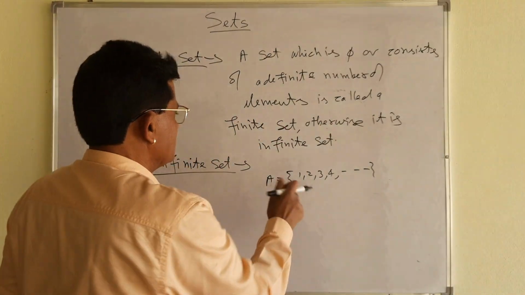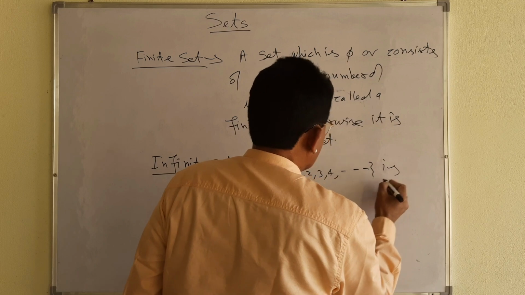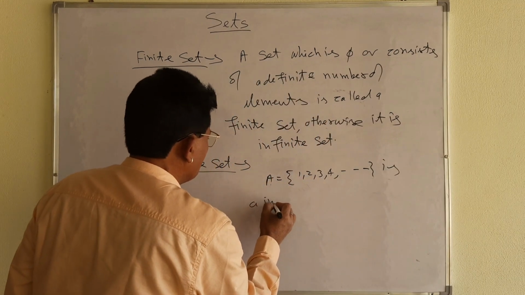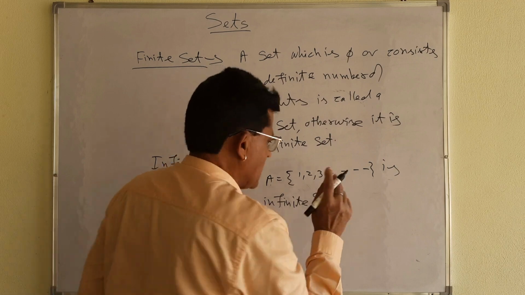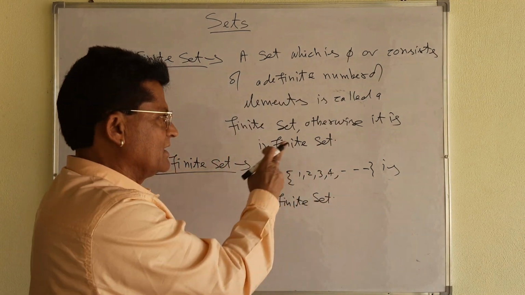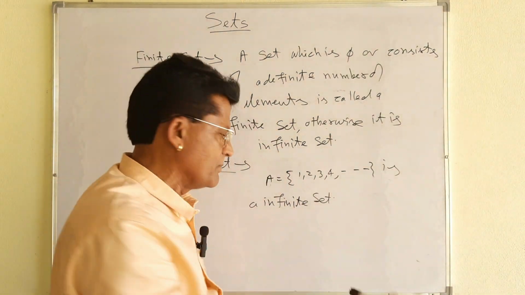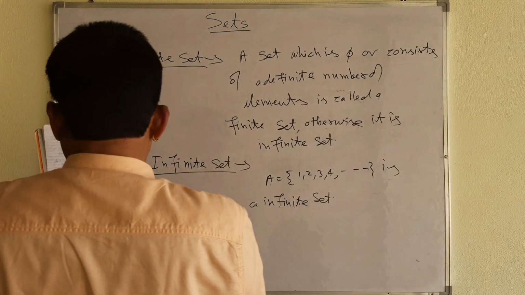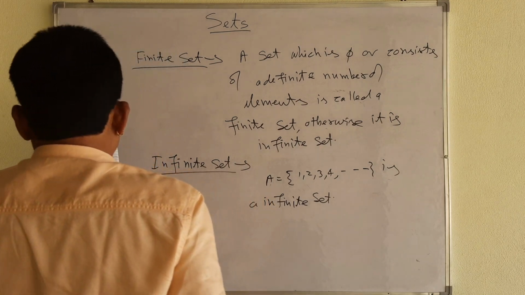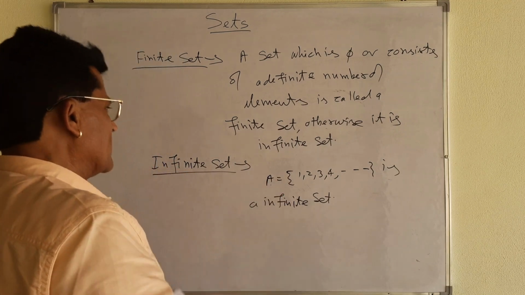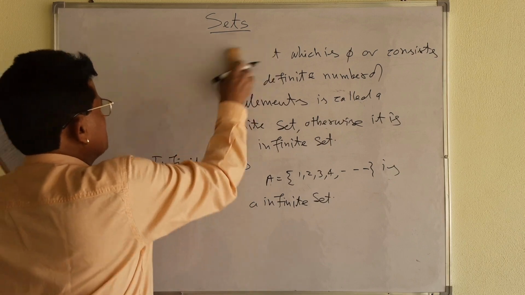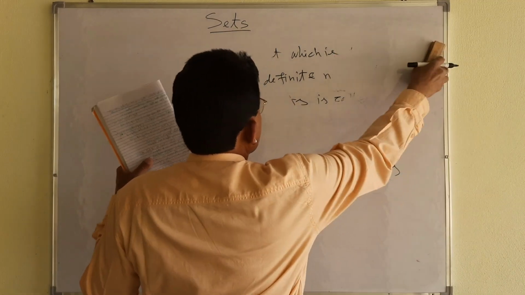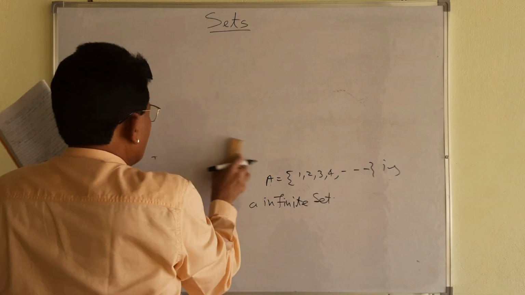If you are going to write this, it is an infinite set. I will tell you each and everything clearly. That is why I try to make you understand. Let me take some more examples for the infinite set. I am going to write here itself. It's a definition, because here there is no space for the infinite set.